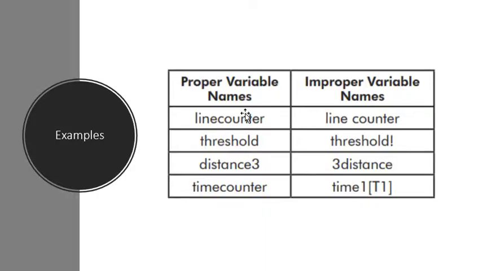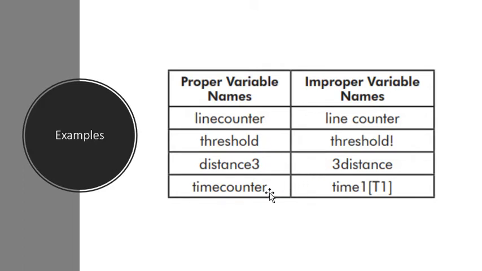For example, these are proper terms. Line counter, just fine. Line counter with a space in between, can't use it. Threshold would be just fine. Threshold with an exclamation point, there's a symbol in it, can't use it. Distance3, just fine. 3distance, no.